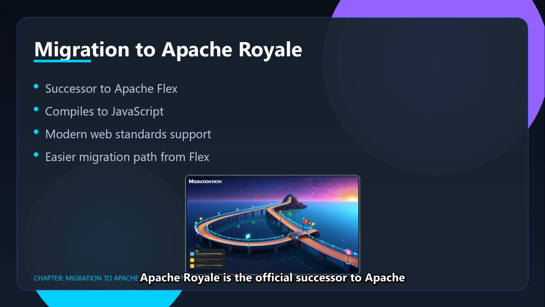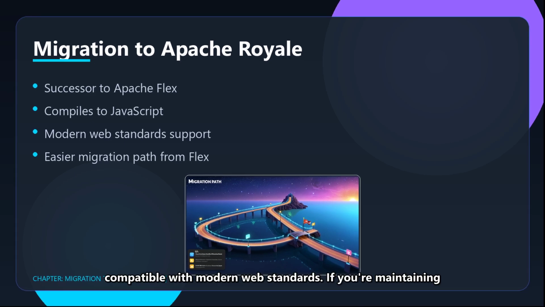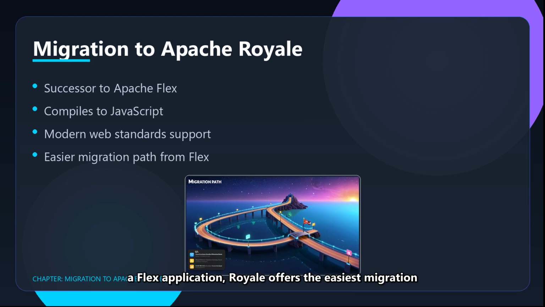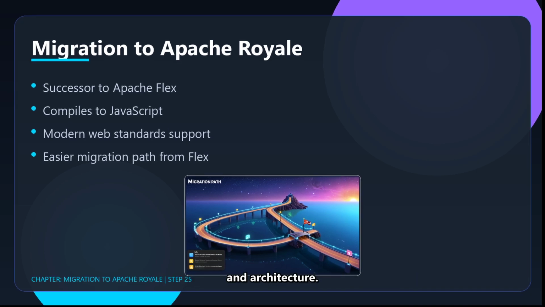Apache Royale is the official successor to Apache Flex. It compiles applications to JavaScript, making them compatible with modern web standards. If you're maintaining a Flex application, Royale offers the easiest migration path while preserving much of the original code base and architecture.